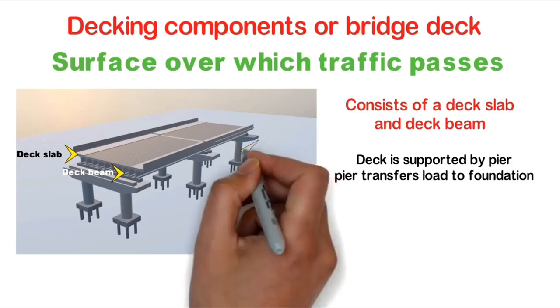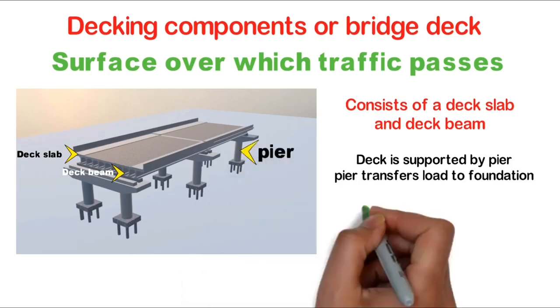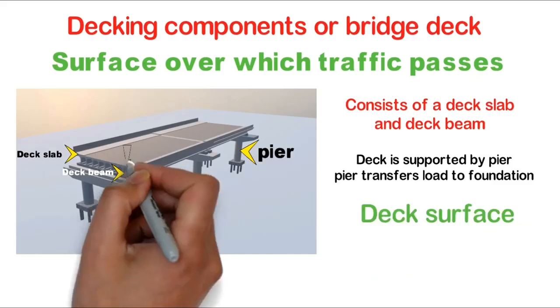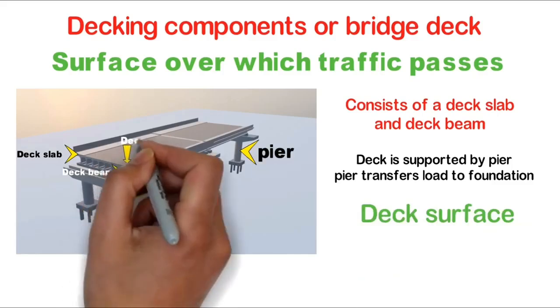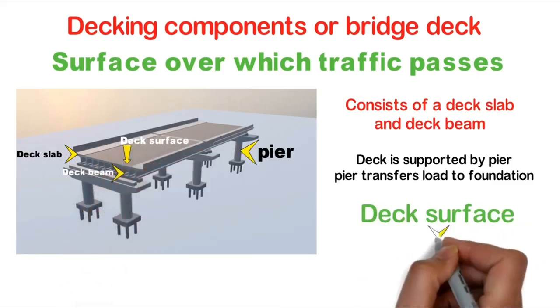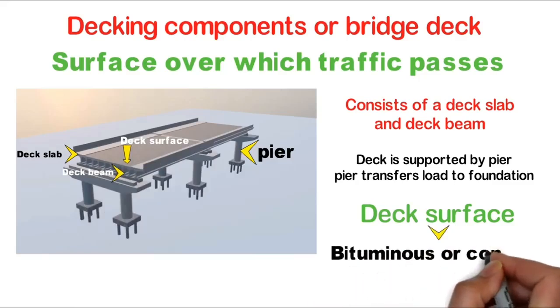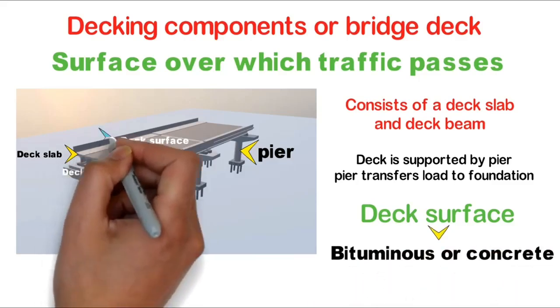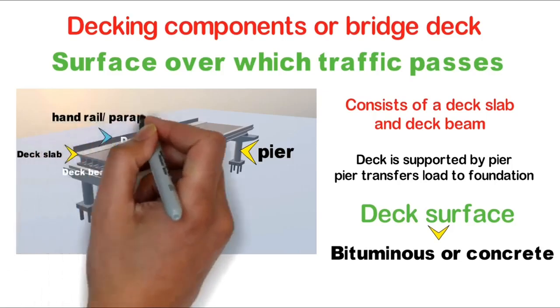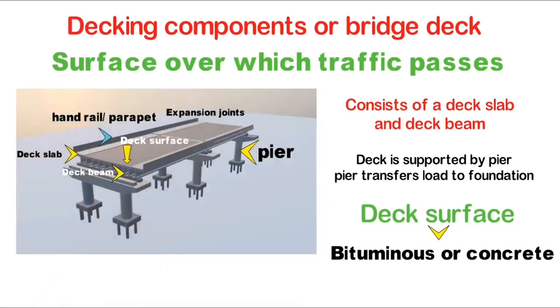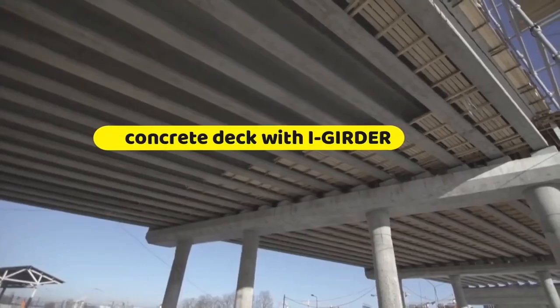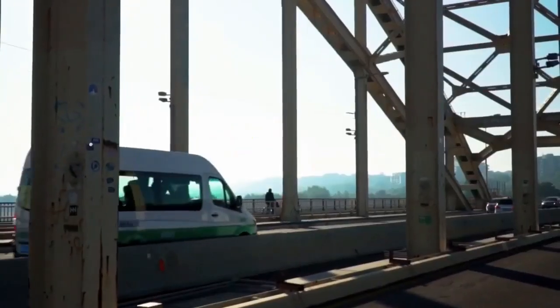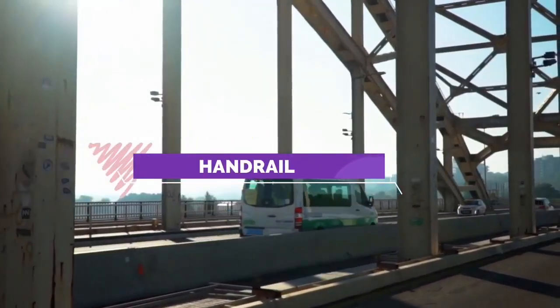And the deck surface will be bituminous or concrete depending on the type of finish used for covering it. This is the deck surface. It consists of handrails or parapets, and there will be expansion joints between two spans. The deck may be of I-girder or others, and the handrails will be there in place of a parapet.